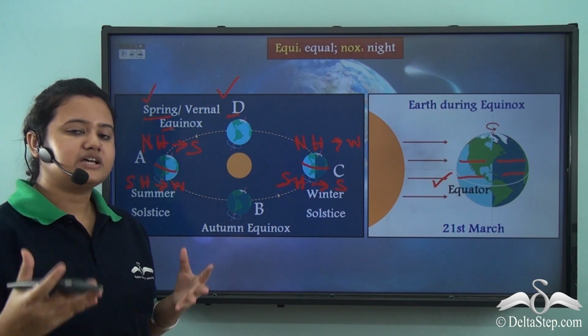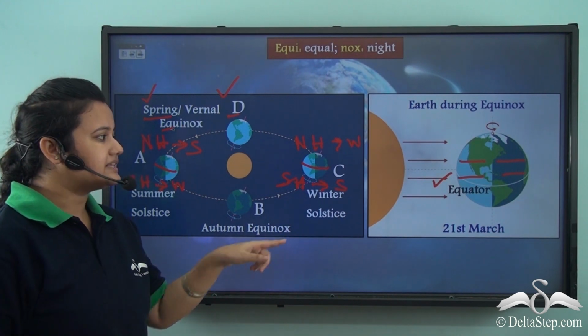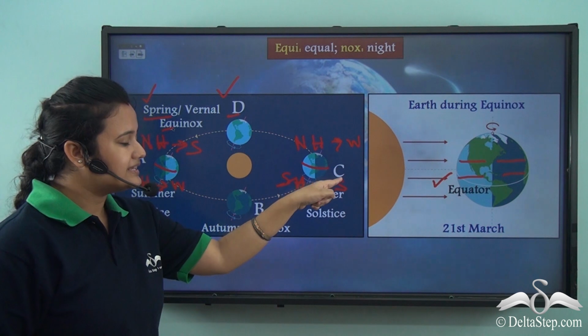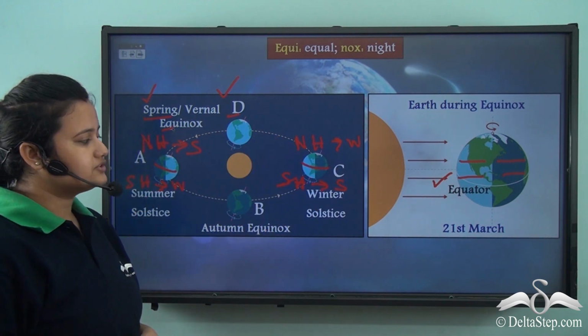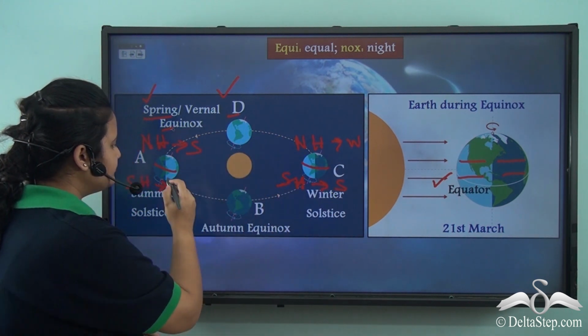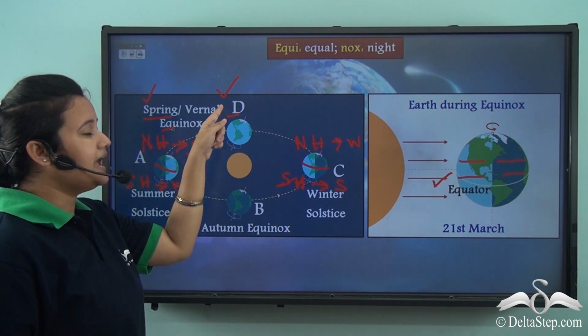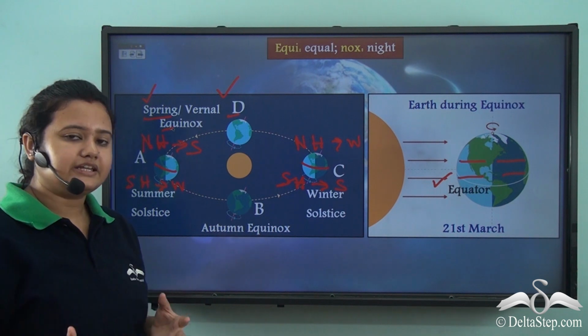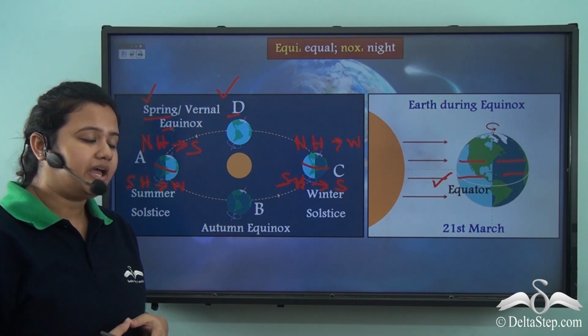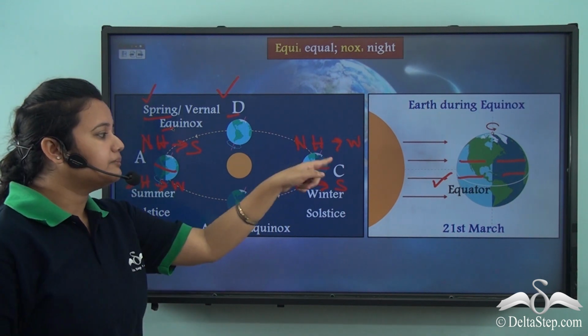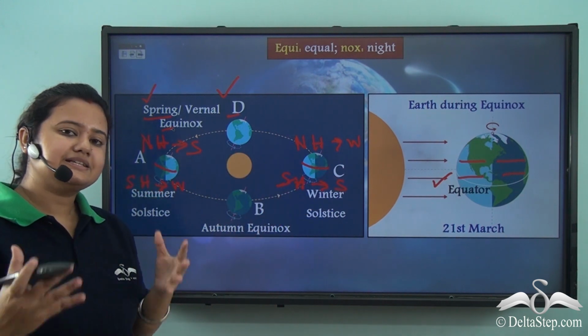However, in case of southern hemisphere, we find that as the earth shifts from position C to position A, there is a transition from summer to winter season. So although northern hemisphere experiences spring at position D, southern hemisphere experiences autumn, that is the transition period between summer to winter in southern hemisphere.